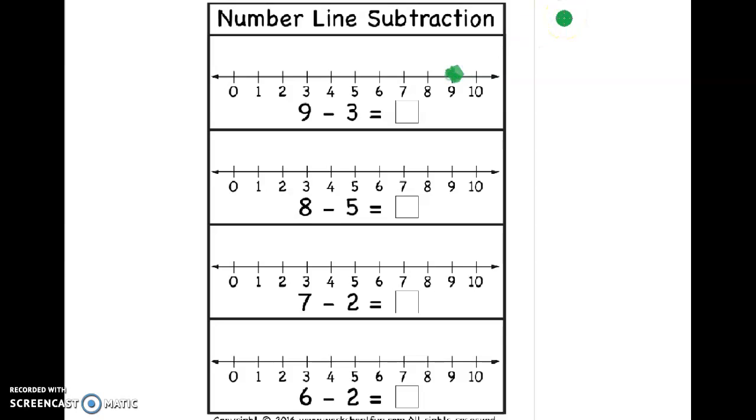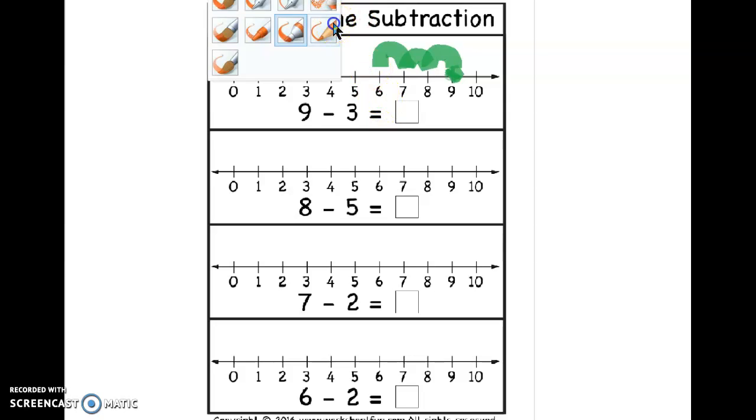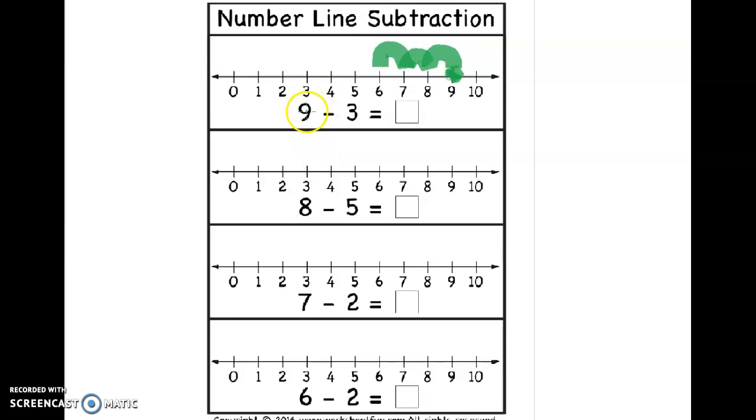Okay. All right. So here is the number 9. That is where we're going to start, and we're going to hop backwards. Okay. How many spaces do we have to hop back? That is the second number. So we're going to jump back 3 spaces from 9. So we're going to count when we hop. 1, 2, 3. What number did we land on? That number is 6. So our answer to this problem, 9 minus 3, is 6.